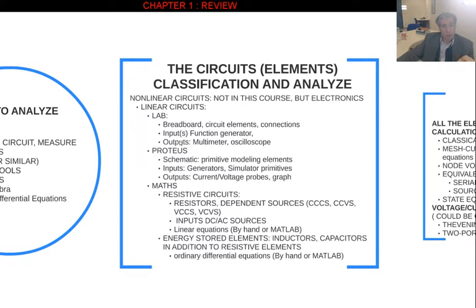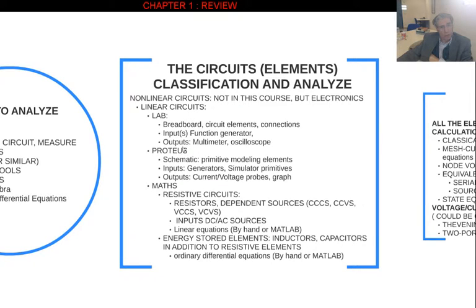Outputs are going to be measured by using multimeters, ammeters. You can measure current and voltage, or you could observe these electrical signals with an oscilloscope. This device shows you the change of this electrical signal in terms of time. What it is changing versus time, this device shows you. We haven't used that device yet, but you are going to use this device in electronics.